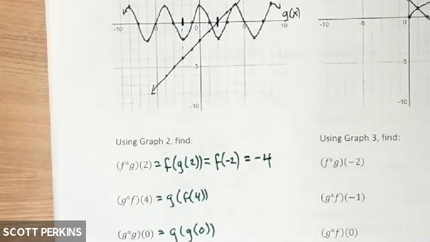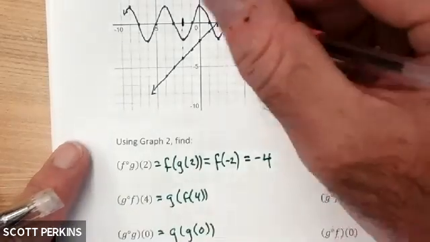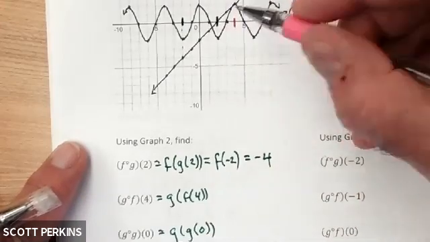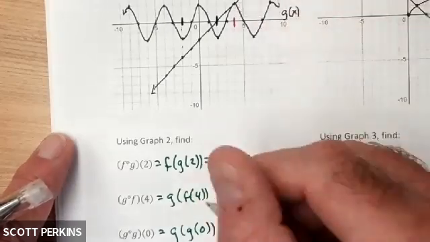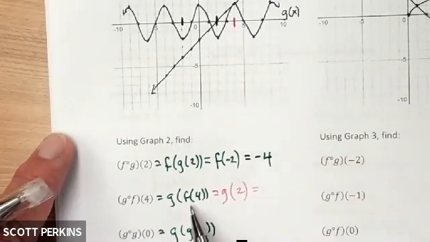The next one is g of f of 4. I've rewritten that with my notation, g and then f of 4 inside. So I'm going to go to the value 4. This time I've got a pink pen. Here's the value 4, and the value of f there is 1, 2 up. So that means this is g of 2 now, because f of 4 was, we just saw, 2. Now I'm going to go to 2.